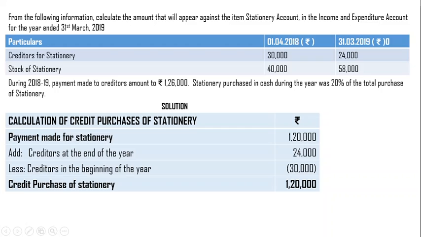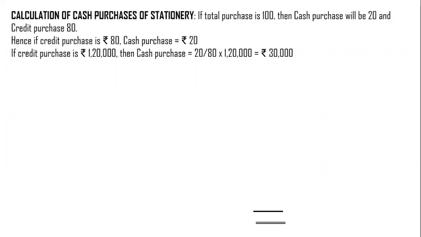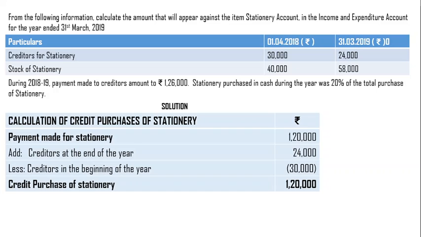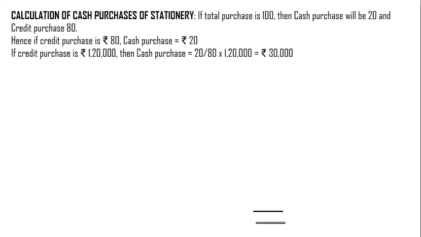Now you have credit purchase, and total purchases is equal to cash purchase plus credit purchase. Where credit purchase is given, you have to calculate only cash purchase. So if 20% is cash purchase, then of course credit purchase is 80%. So this way credit purchase is 80, cash purchase is 20. If credit purchase is 1,20,000, which you calculated here, this way you will get the cash purchases amount as 30,000.